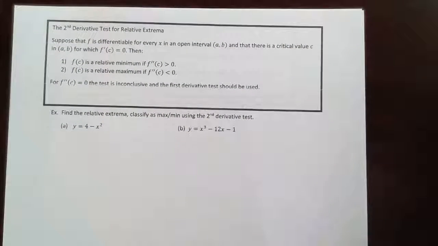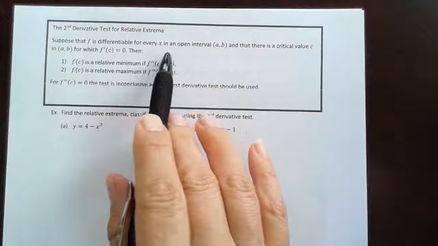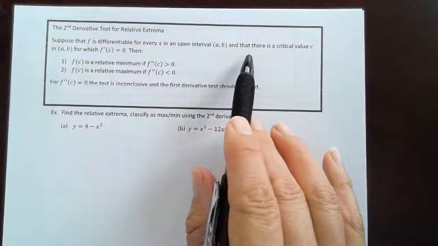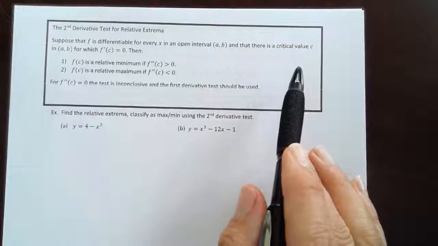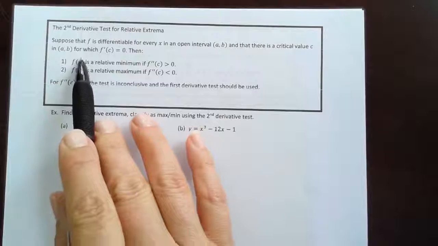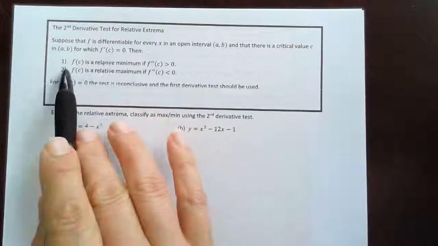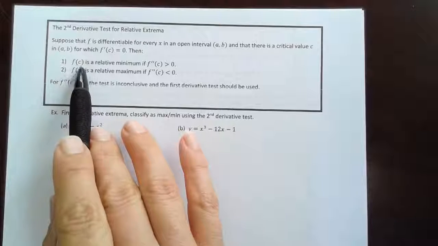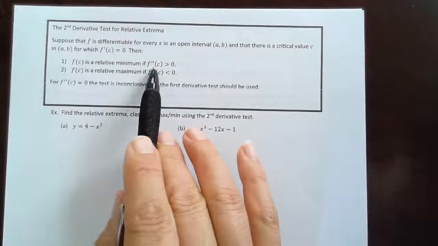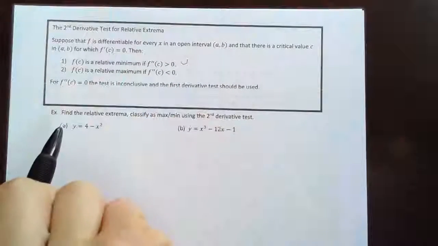All right, let's talk about the second derivative test for relative extremas. Suppose f is differentiable for every x in some open interval from the number a to the number b, and there's a critical value that you got from your first derivative, call it c, which falls between a and b, for which the first derivative is equal to 0, that's why it's a critical number. Then if f of c is a relative minimum value, that means if I put c in my second derivative and it's positive, it's concave up. That's why it would be a minimum value.